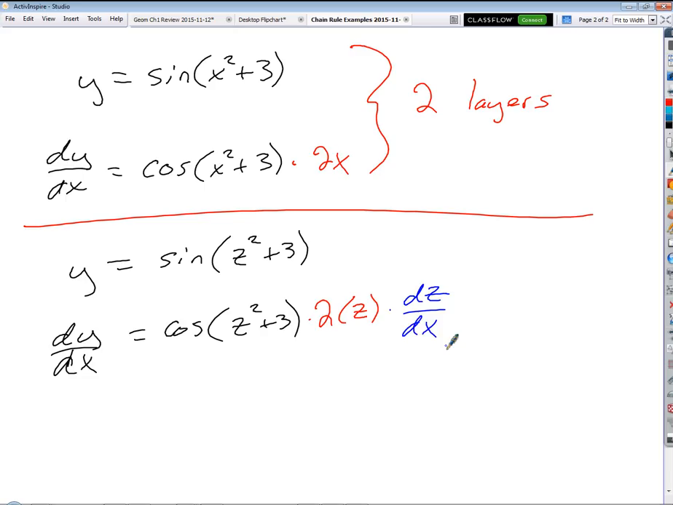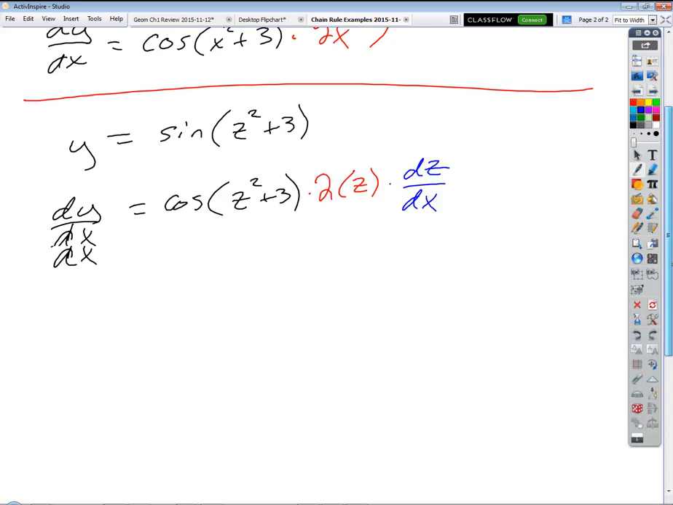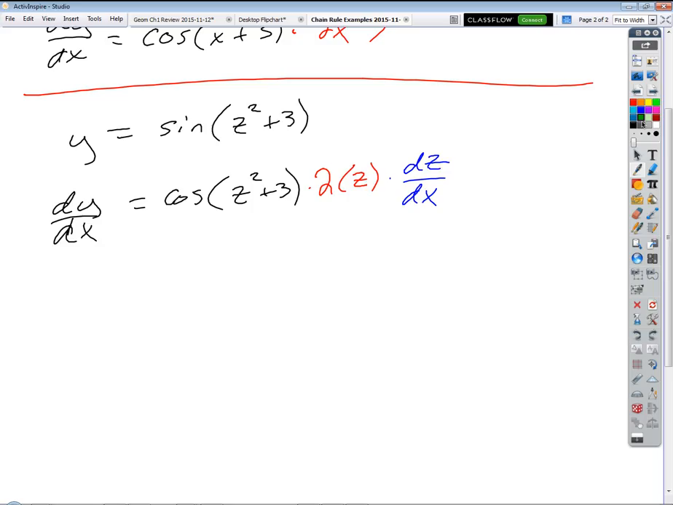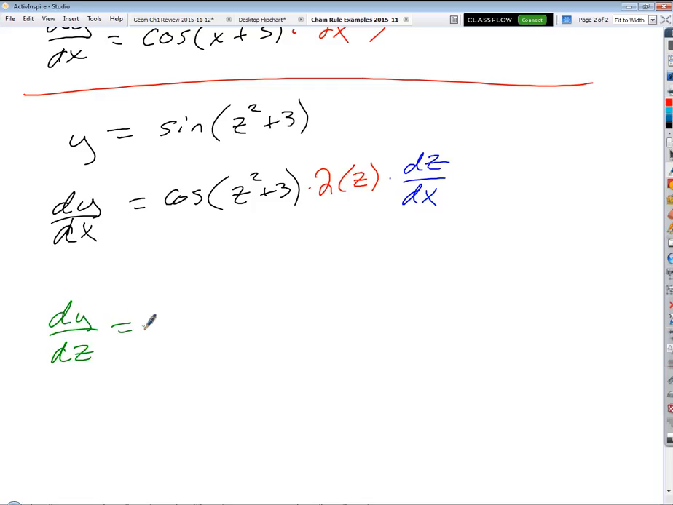Okay, let's do the same thing. The question is, why didn't we just take dy dz? And the answer is because that's something different. Let's calculate that. What is dy dz? So dy dz, same pattern, right? Outermost level is always just sine of whatever. The derivative of sine of whatever is cosine of whatever.